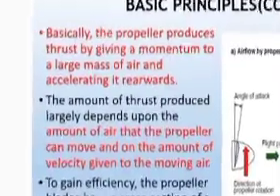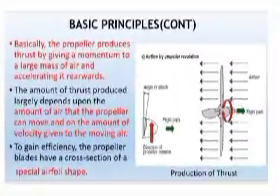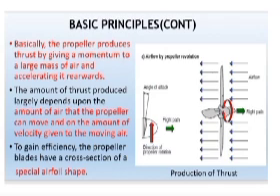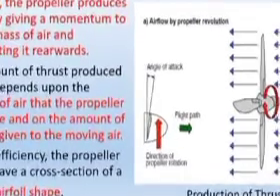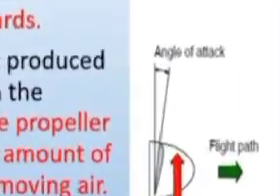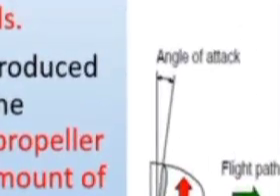To gain efficiency, the propeller blades have a cross section of a special airfoil shape. That is what I initially said: because the propeller has been shaped as an airfoil, it generates lift. Here we don't call it lift, we call it thrust. So if you want to gain efficiency, you have to set an angle, as the propeller rotates, to generate much thrust. A lesser angle will generate lesser thrust, and a higher angle will generate higher thrust.